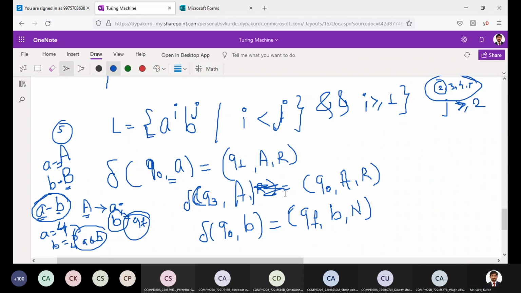So this is the small change that you have to consider. In the previous example, we had 0 and 1, here we have a and b. 0 and 1 were replaced with A and B, here we are replacing with capital A, capital B. So try to find a transition function for all the states and for each input.